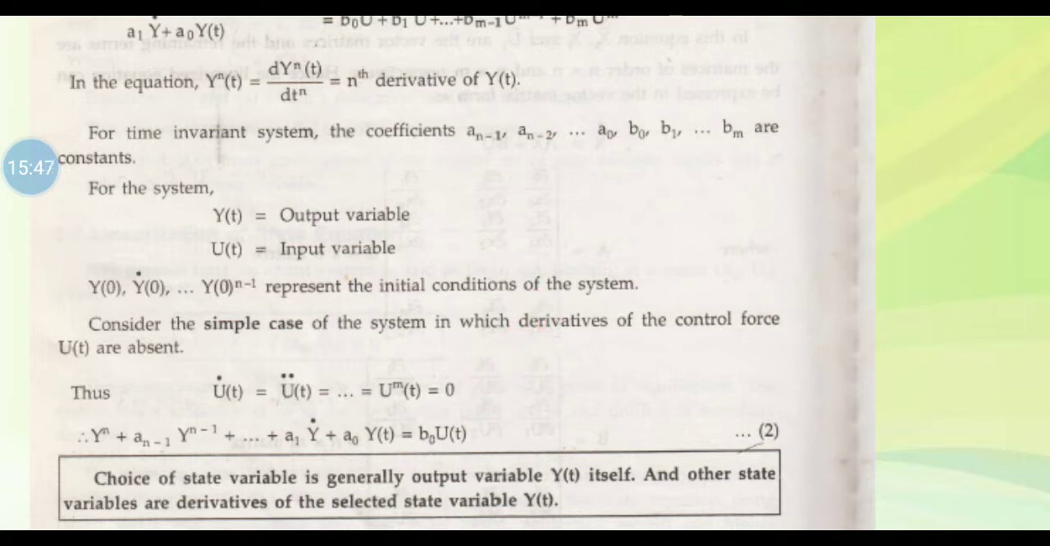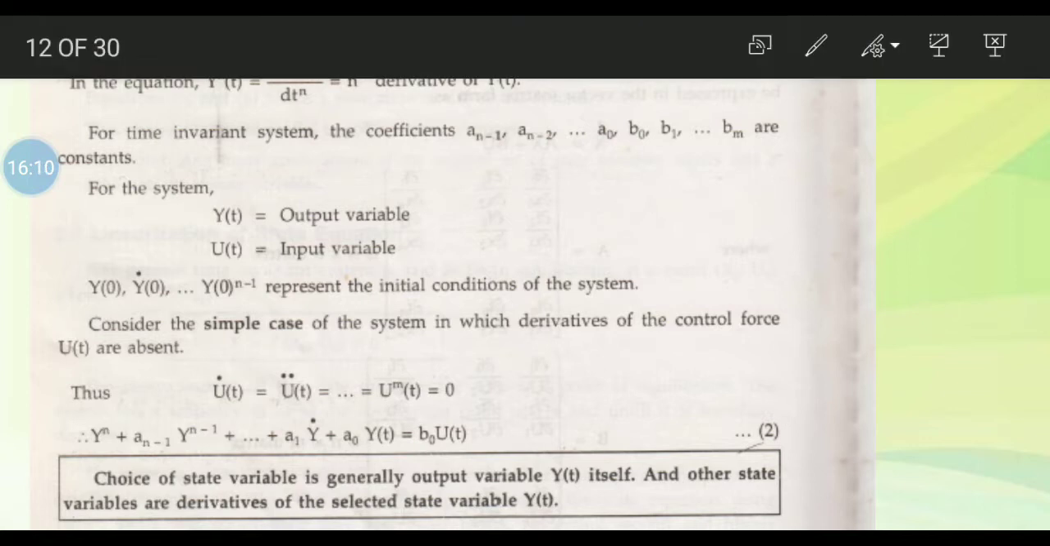Therefore y raised to n plus a n minus 1 y raised to n minus 1, and so on, plus a1 y dot plus a naught y of t is equal to b naught u of t. So the choice of state variable is generally the output variable y of t itself, and the other state variables are derivatives of the selected state variable y of t.